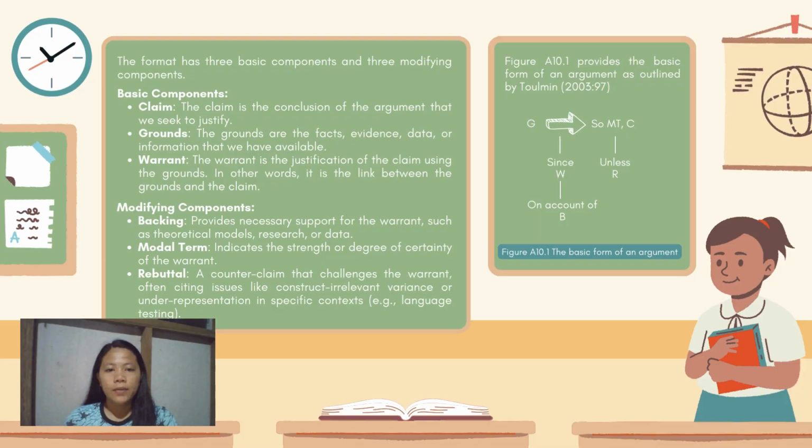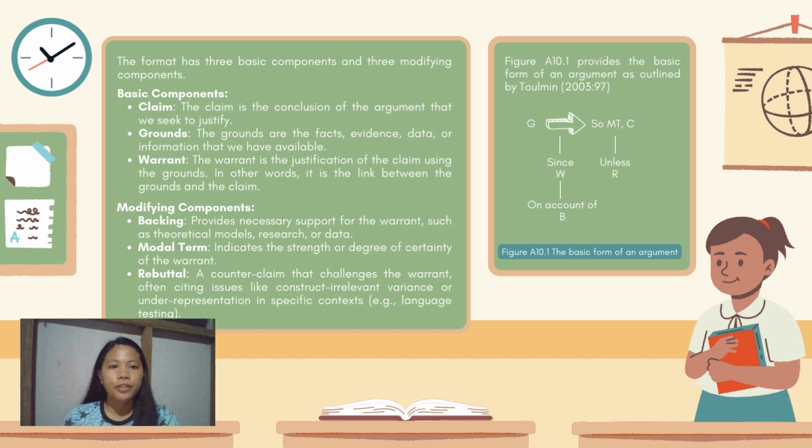Modifying components: we have the backing, which provides necessary support for the warrant, such as theoretical models, research, or data. The modal term indicates the strength or degree of certainty of the warrant. Rebuttal: a counterclaim that challenges the warrant, often citing issues like construct irrelevant variance or underrepresentation in specific contexts.